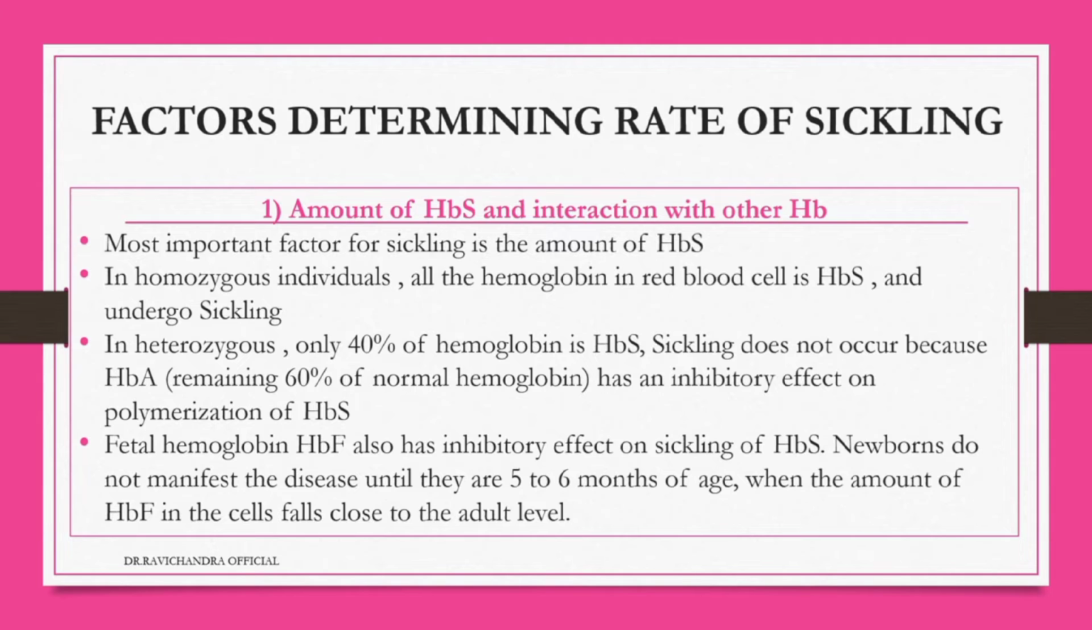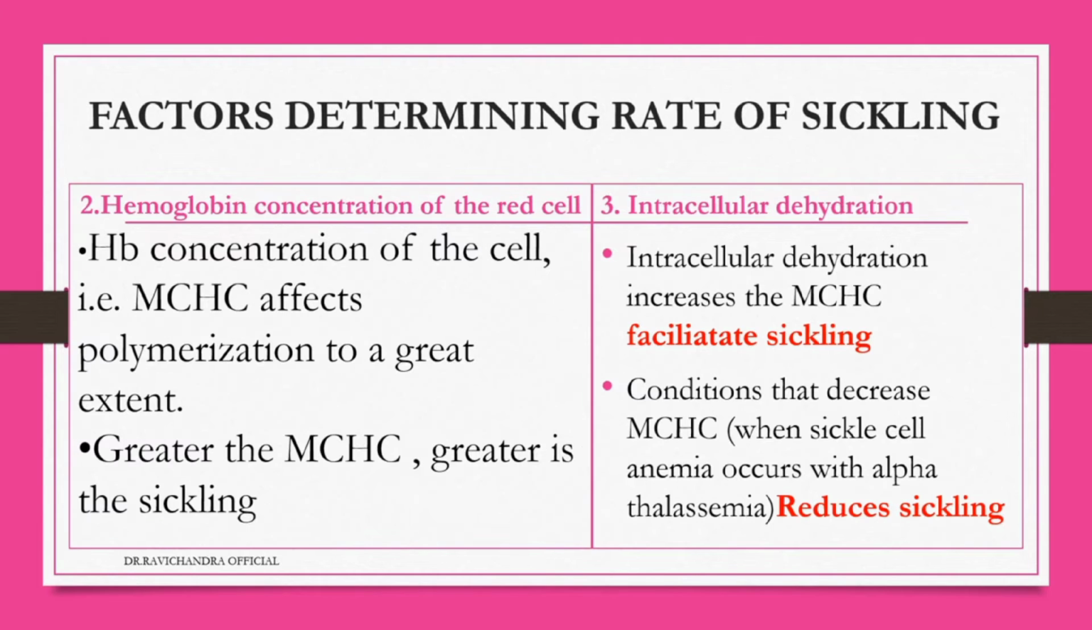After the 6 months, they may show the symptoms of sickle cell anemia. The hemoglobin concentration of the cell, also called the mean corpuscular hemoglobin concentration, if raised, will affect the polymerization to a great extent. So, greater the MCHC, greater will be the sickling. Intracellular dehydration increases the MCHC, which will facilitate the sickling.